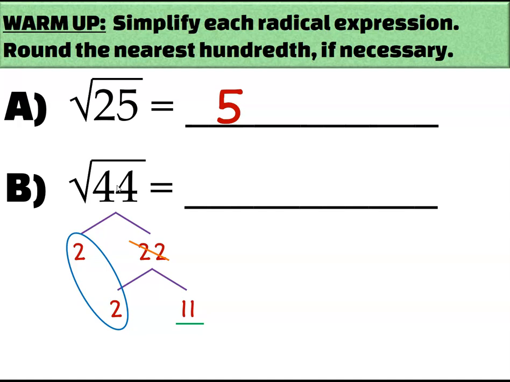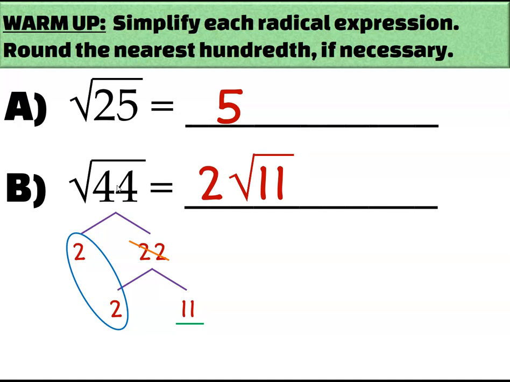Since there are a pair of 2s, that's like saying 4, right? 2 times 2 is 4, and the square root of 4 is 2. So I could write a 2 on the outside of my radical. But 11 didn't have a partner. I can't square root 11, so 11 has to stay inside of the radical when I write the answer. So my answer would be 2 times the square root of 11.